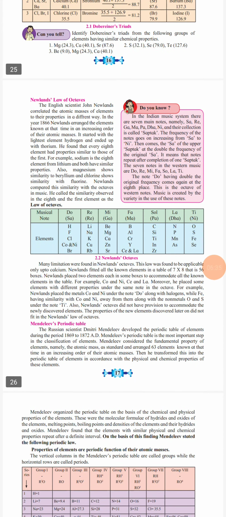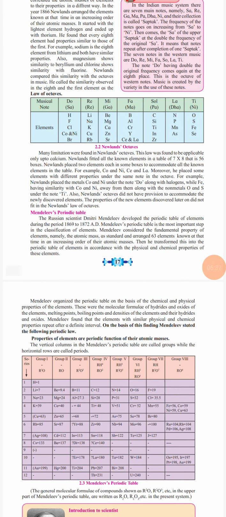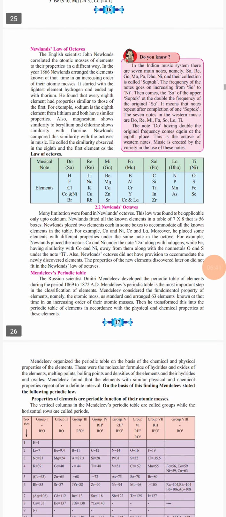Then came the Mendeleev periodic table. The Mendeleev periodic table came in 1869 and Newlands' was in 1866, meaning it came 3 years after. Mendeleev arranged the elements according to tables. He gave a completely new system. From 1869 to 1872 he made a periodic table. This is the most important concept, and we are using this concept in the modern periodic table also.